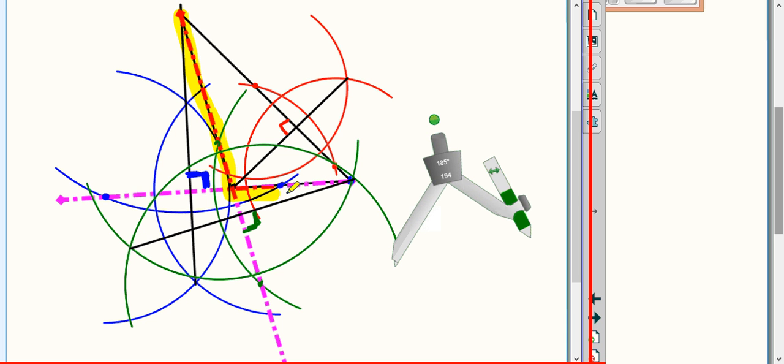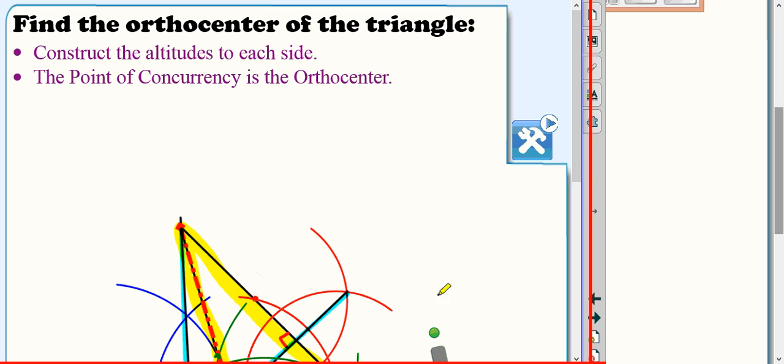So your triangle originally was right here. Our altitudes, we just found 3 of them. I'll highlight them a little bit differently. Here's one altitude. The other altitude is right here. And the third altitude right there. And if I extended this one out like I just did, they all intersect right there. That's the point of concurrency, which means that point right there is the orthocenter. Orthocenter.